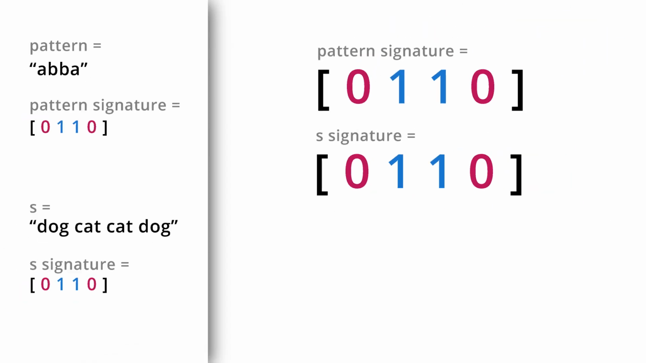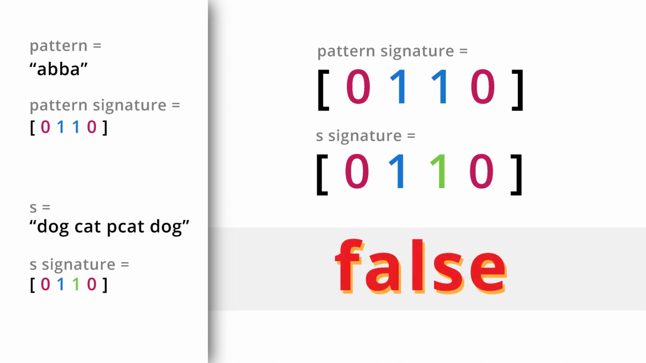Now we will check whether the signatures we have generated are equal or not. If they are equal, we will return true. If they are not equal, we will return false. Now let's code the solution.